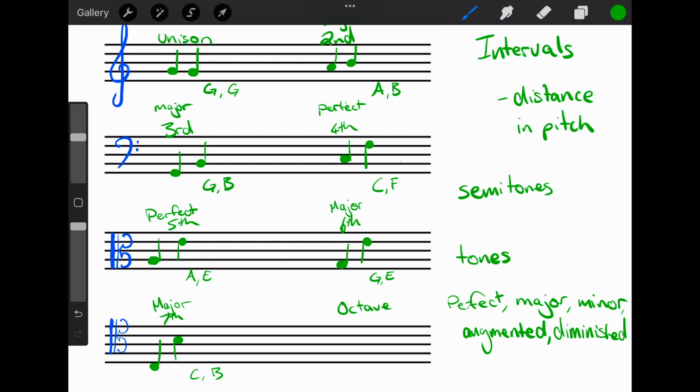And an octave is always perfect. It is similar to a unison with E and E, but as it's called an octave, it uses two different octaves.